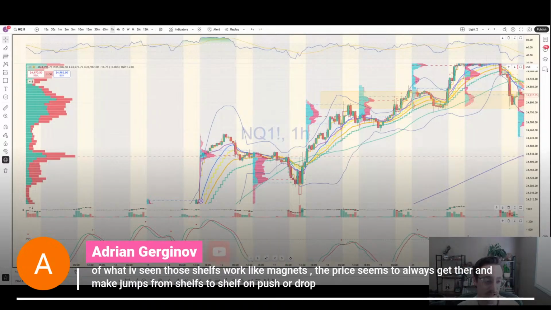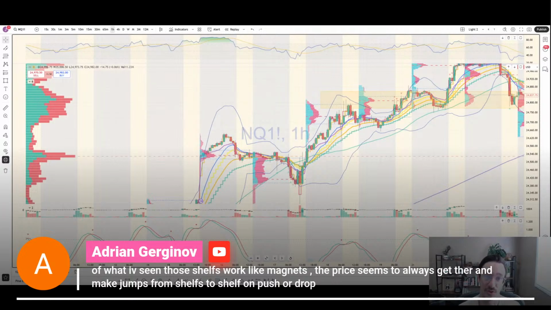Yeah, exactly, Adrian. So he's saying what I've seen is those shelves act like magnets. The price seems to always get there and then make jumps from shelf to shelf on push or drop. Absolutely. So that's the high volume. It's all those orders on the books. Market makers love to take price there. Institutions love to get moves from one high volume node to another because they know there's liquidity.